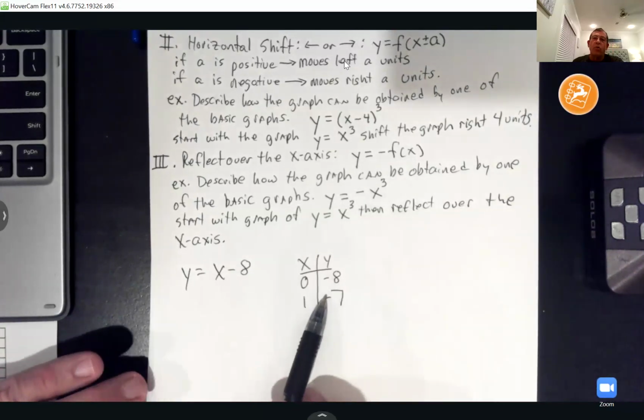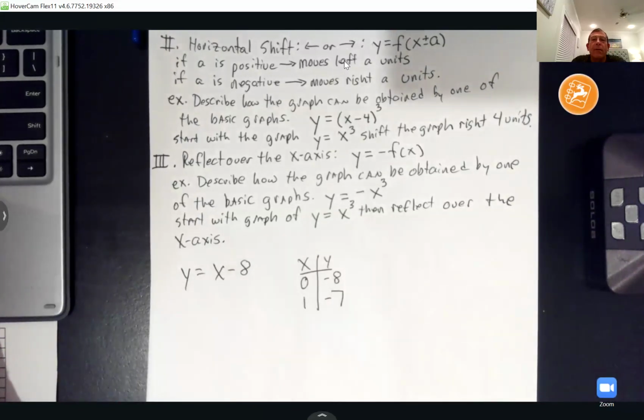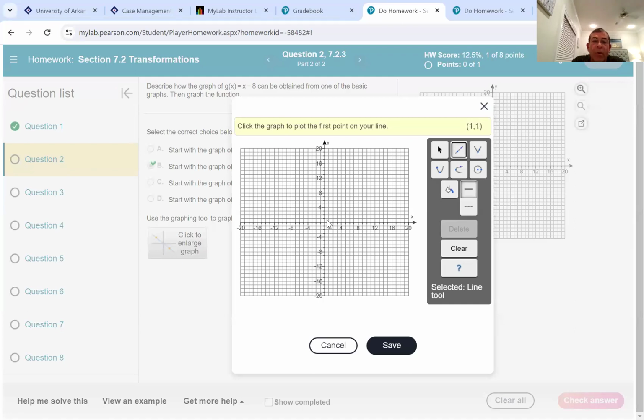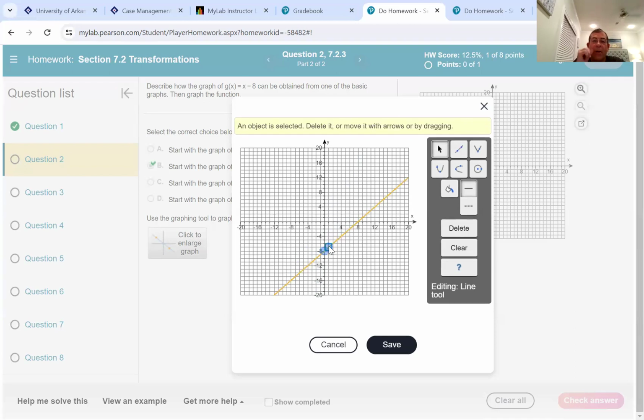I'm going to go plot these 2 points. So let me go back to the math lab. So I got my line tool. So 0, -8 will be at the middle, go down 8. Ooh, this is tricky for my fingers to get on these numbers. And then 1, -7 will be right 1, down 7. All right, I think I'm there.